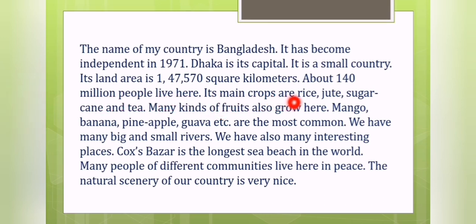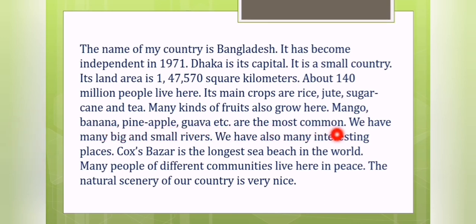Its main crops are now about food, and fruits in the passage it was not given, but you can add. So these are the examples. How could you add extra lines? Its main crops are rice, jute, sugarcane and tea. Many kinds of fruits also grow here. Mango, banana, pineapple, guava, etc.